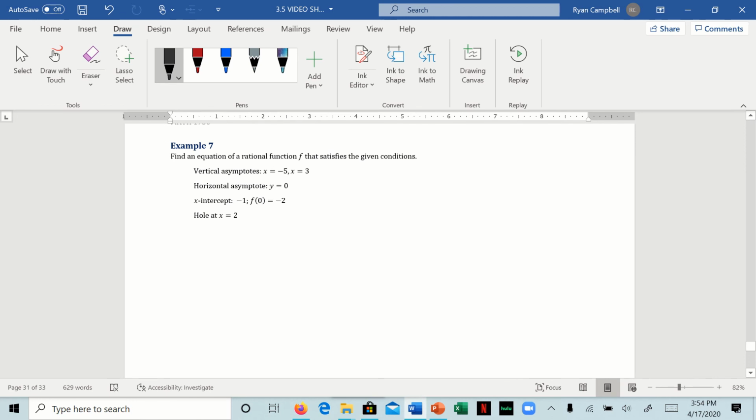Yeah, and remember, if you need to pause this, write everything down before I start, that's totally cool too. If you want to pause this and try to see if you can do it on your own, also cool.